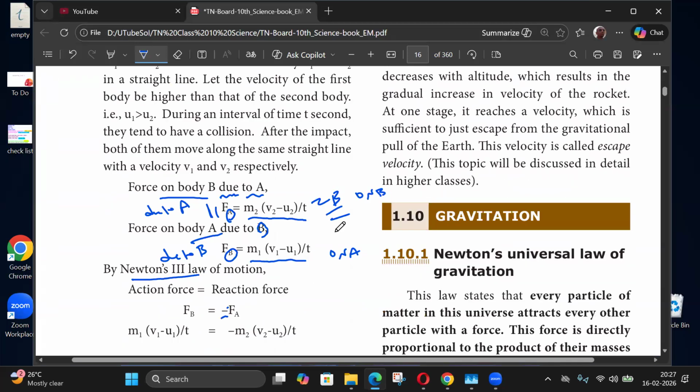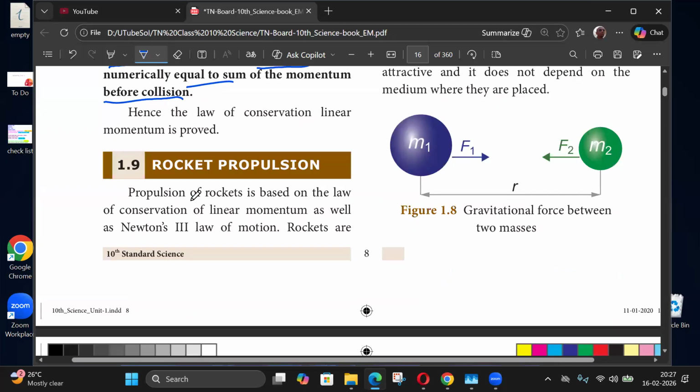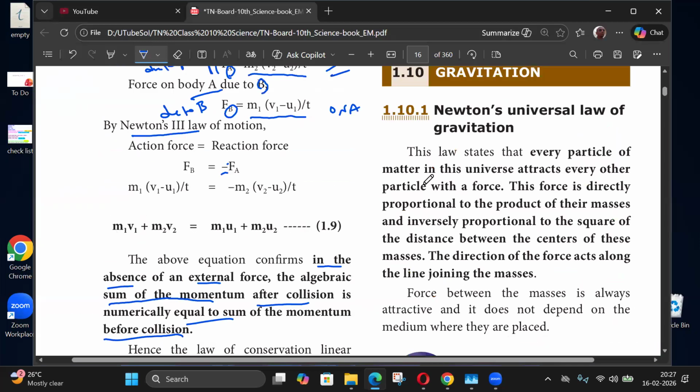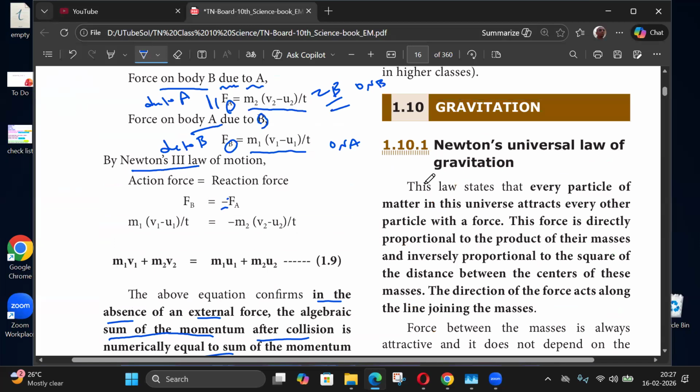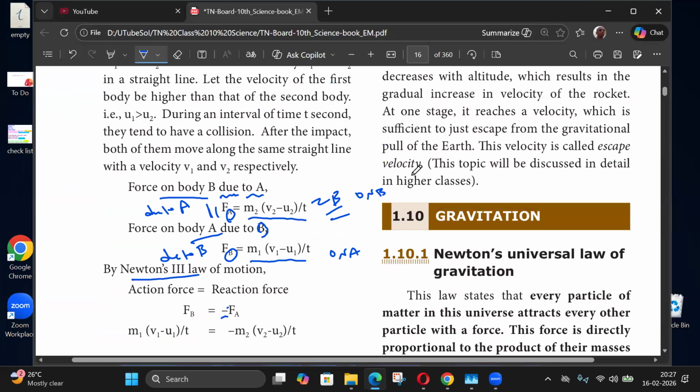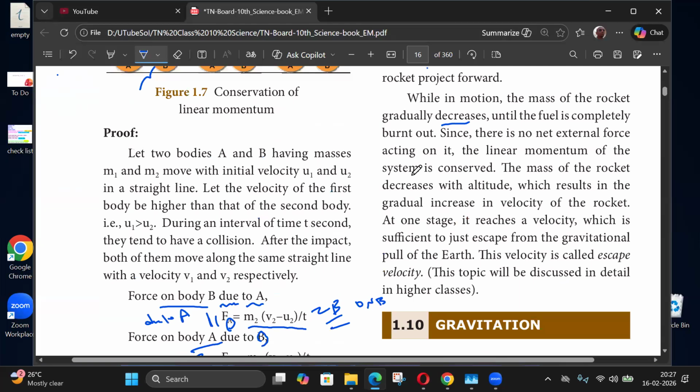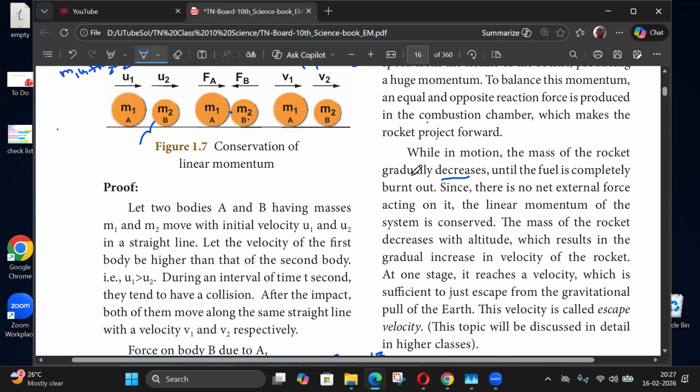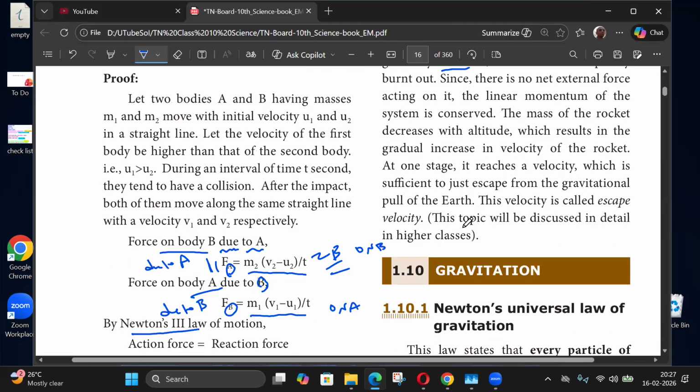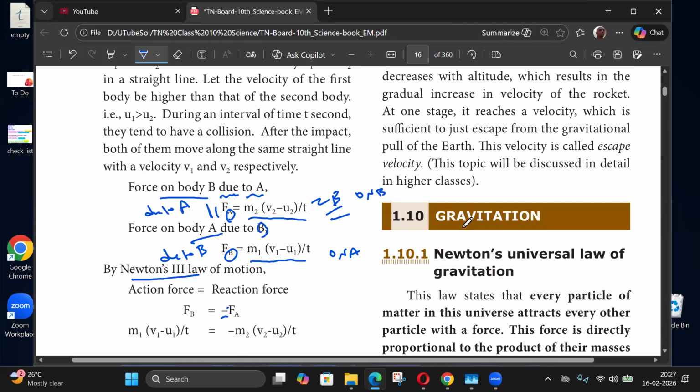Okay, understood? They explain it as a theory thing, but that is what I explained.